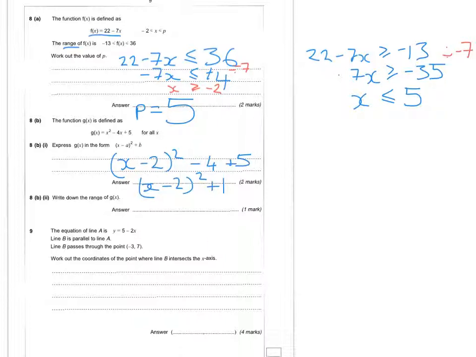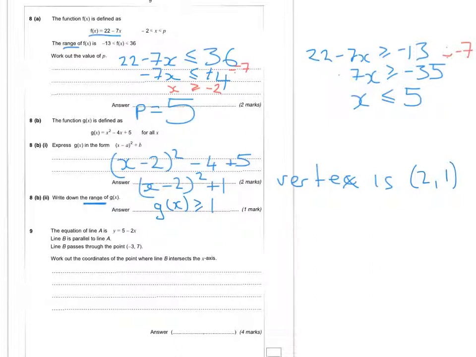Write down the range of values. Range, so that's the values of g of x. So the lowest point on this curve, the vertex, is 2, 1. So all of our g of x values must be greater than or equal to 1. So g of x is greater than or equal to 1.